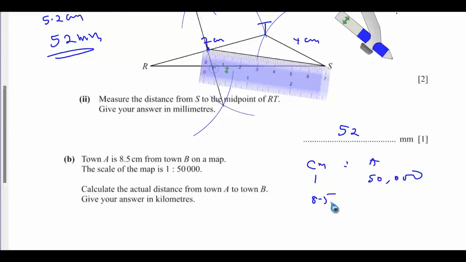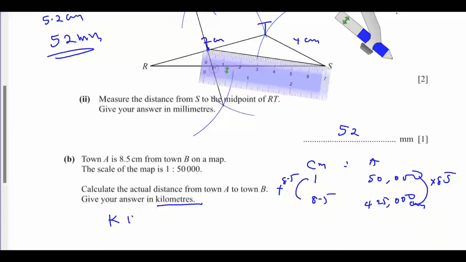So it will be 8.5 here. So what we need to do is to say what was done to 1 to become 8.5. Actually, it was multiplied by 8.5. So we need to do the same thing here, that is times 8.5. So if you do this, it will give us 425,000 centimeters. Okay, but we are asked to give our answer in kilometers. So we need to convert 425,000 centimeters to kilometers. Okay, so using King Henry died by drinking chocolate milk.